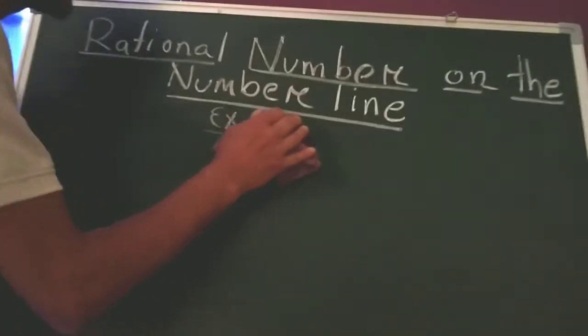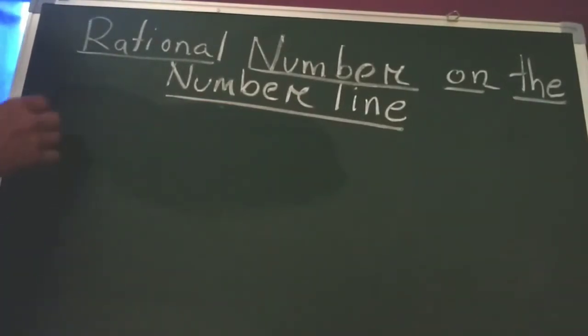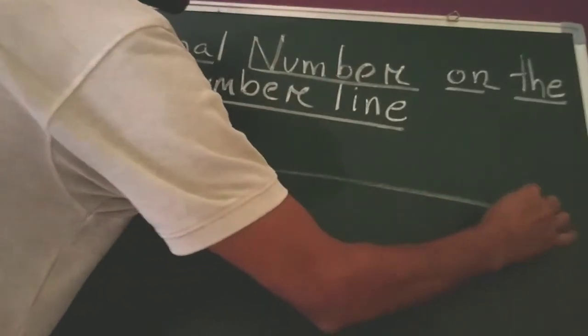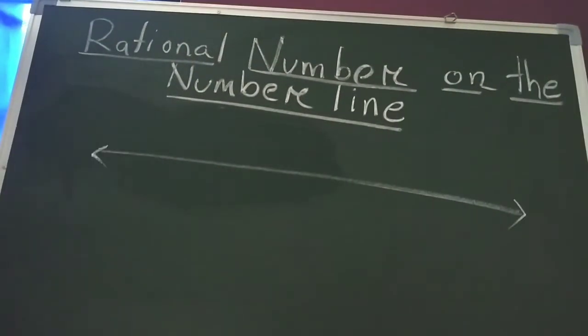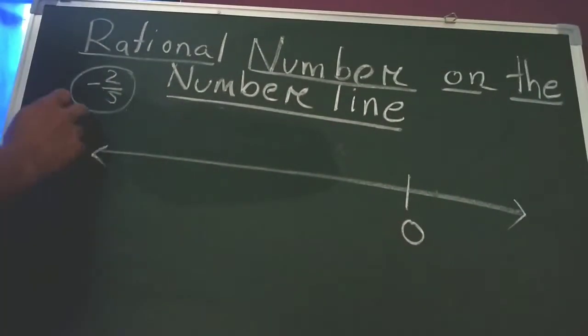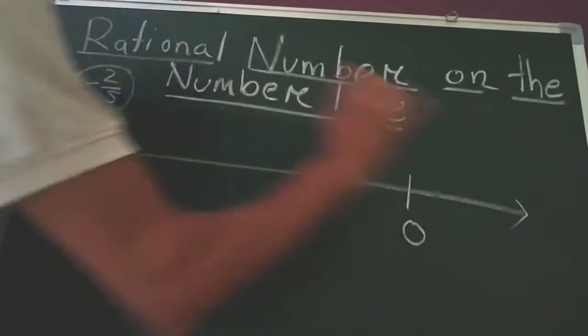For that we have to draw a number line. Take a scale with the help of a ruler and draw a number line. Since we are asked to represent minus 2 by 5, it is a negative rational number, so we should keep space for the negative part of the number line. I am writing 0 here. Because we do not need the positive rational numbers, we are keeping the positive side blank.